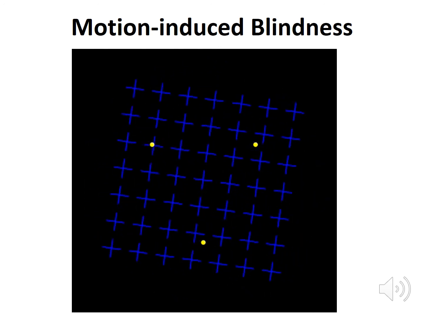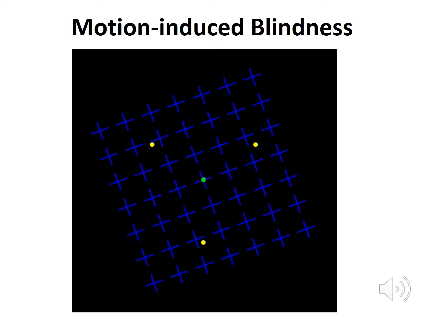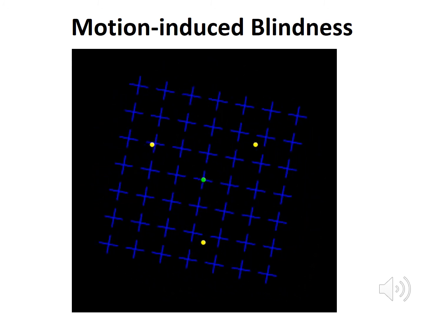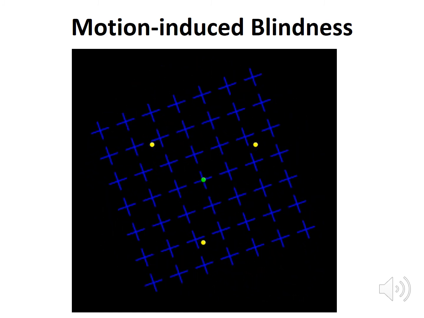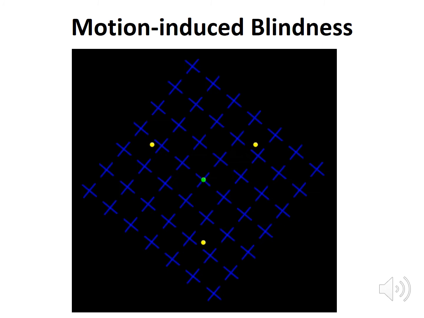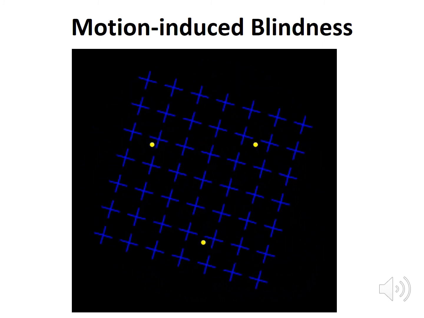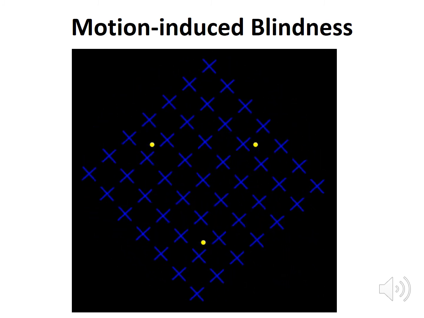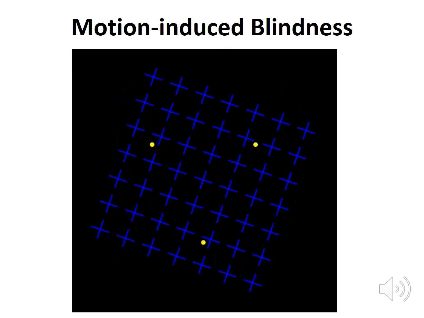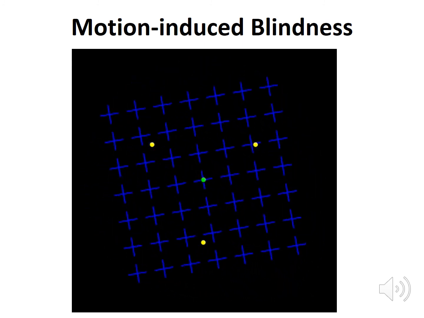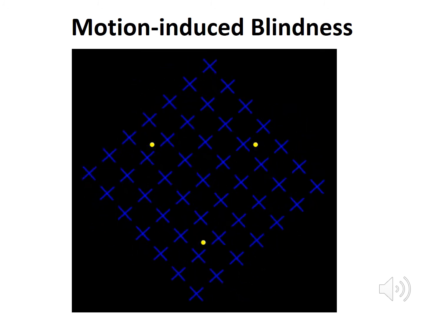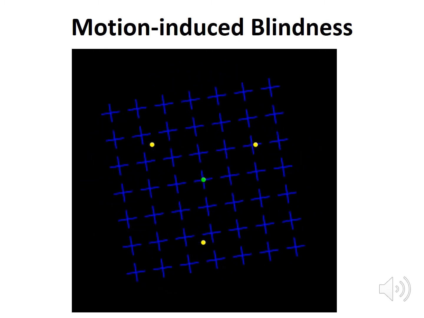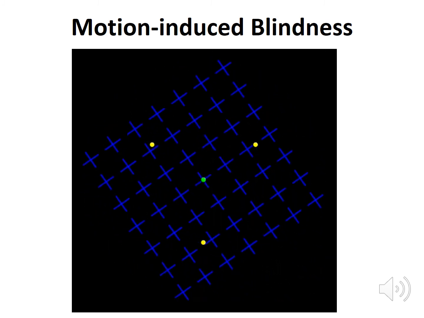Now this next example is very interesting. So you have a rotating arrangement of blue crosses. In the middle you have a fixation dot that blinks green, and if you focus on this fixation dot in the middle, what you realize is that the three yellow dots in the periphery disappear one by one, sometimes all of them simultaneously, sometimes only some of them, and then they reappear again. Now let me assure you that in this presentation, these yellow dots are always present. So it's your perception that makes them disappear.